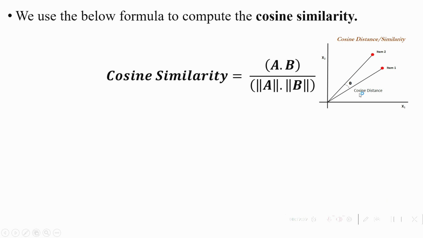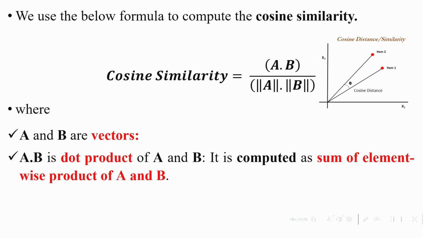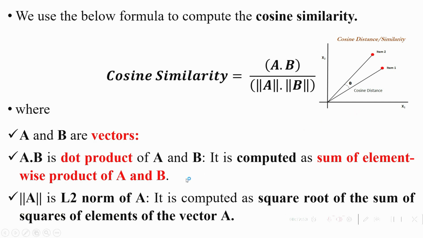So with this we are going to find the cosine similarity between two vectors. Here A and B are called vectors. A dot B is the dot product of A and B, computed as the sum of the element-wise products of A and B. And here mod A is nothing but the L2 norm of A, computed as the square root of the sum of the squares of the elements of the vector A. So like that we are finding the similarities of different objects with the help of distance measures.